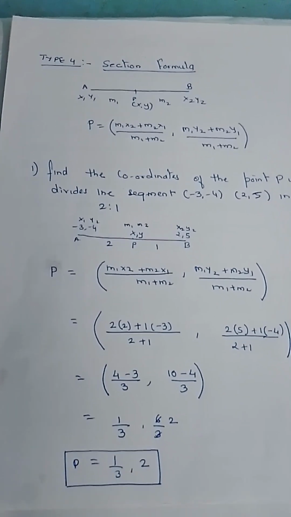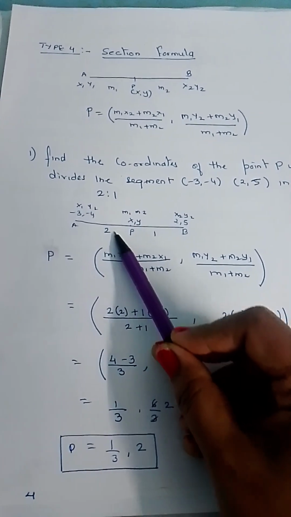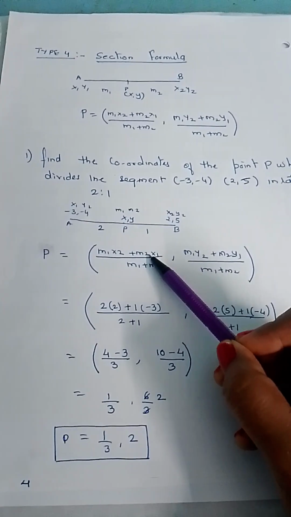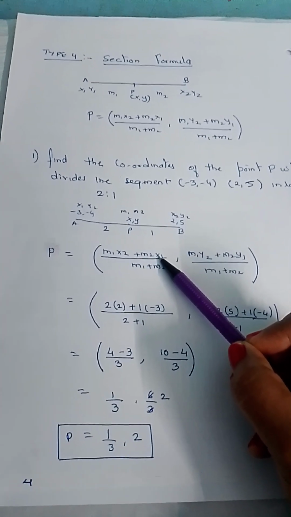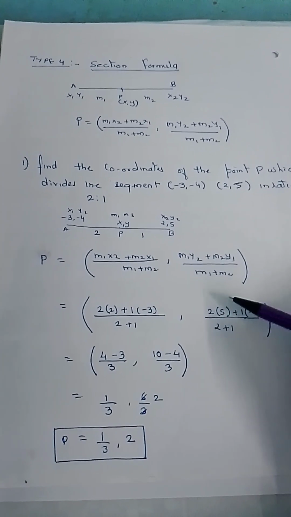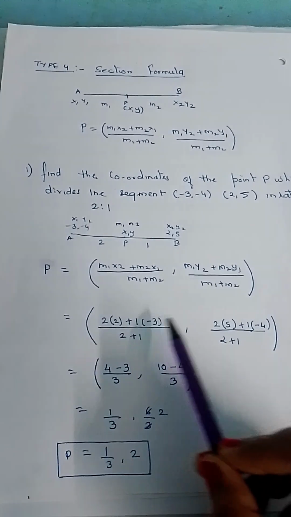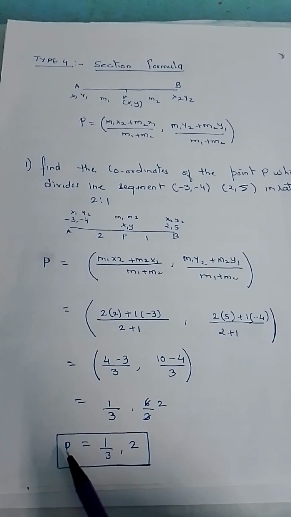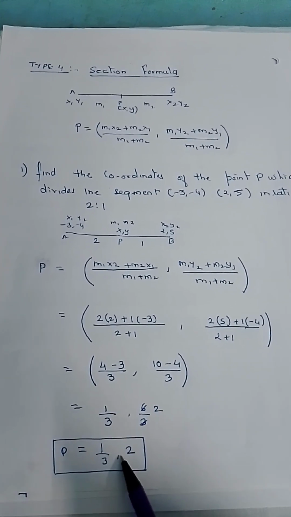Put the values of m1 as 2, x2 as 2, m2 as 1, x1 as minus 3. So the ratio always remains the same. Now do the addition, multiplication, and you get the final answer. The coordinates of P are x is equal to 1 upon 3, y is equal to 2.